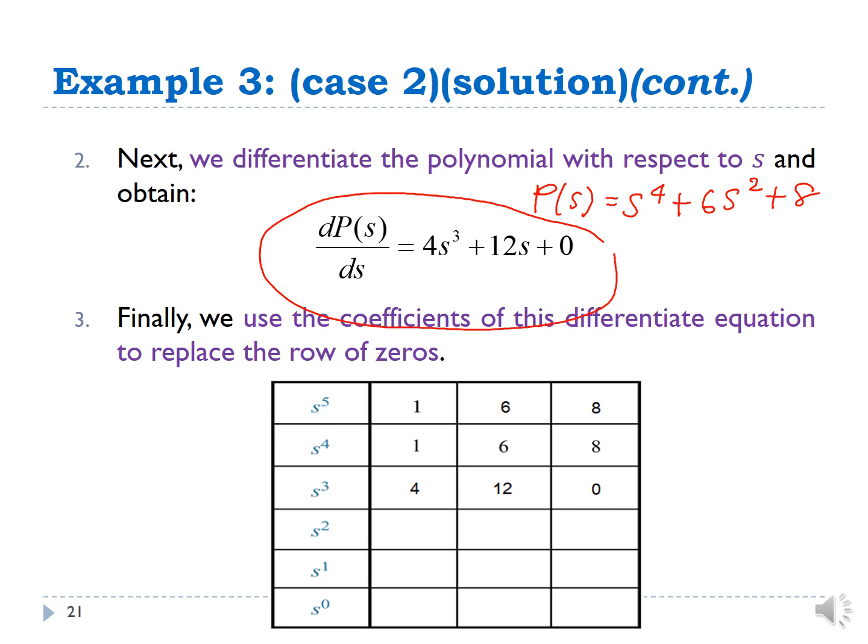The last procedure is to use the coefficients of the differentiated equation to replace the row of zeros.